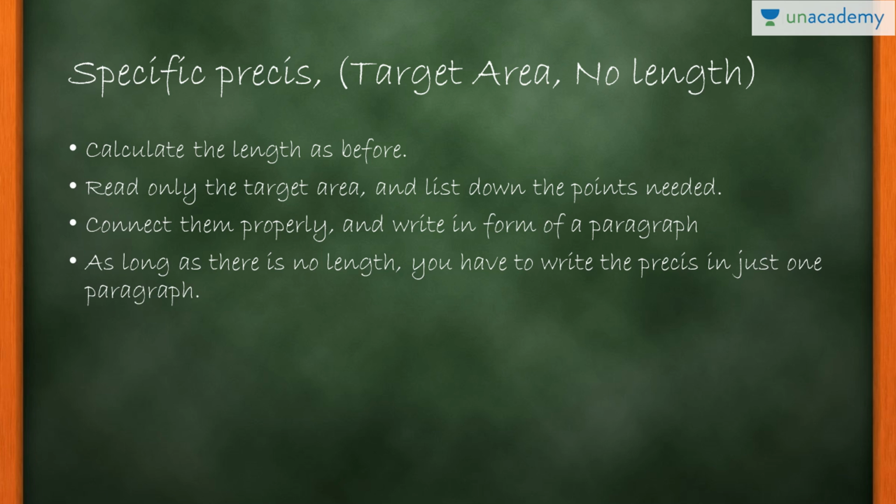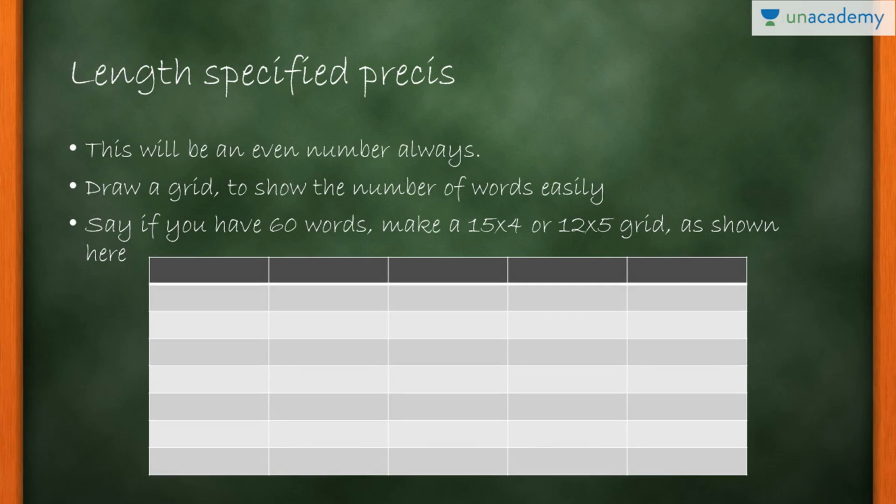Once you have done a specific Precis, where there is an area but no length, the question comes: what if a length is given? So this is the third thing, that is the length specified Precis. In this case, you will be given a length, and this length is always an even number, like always.